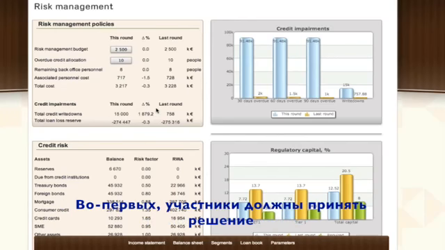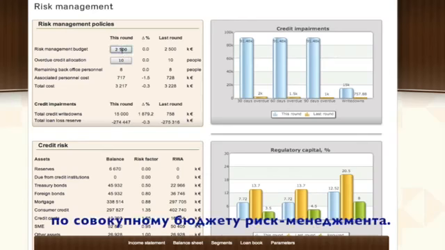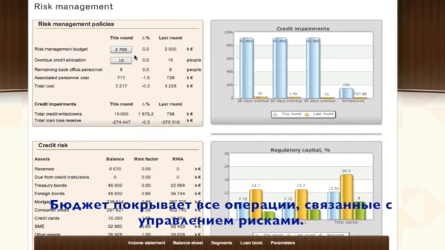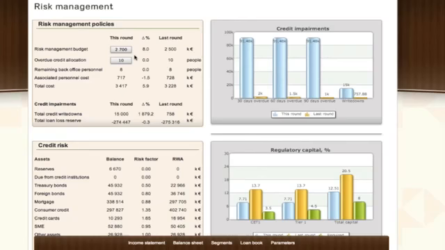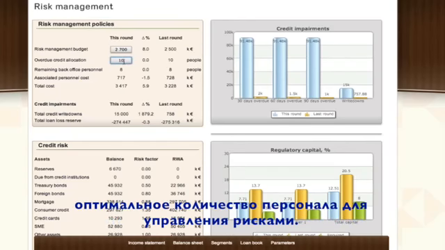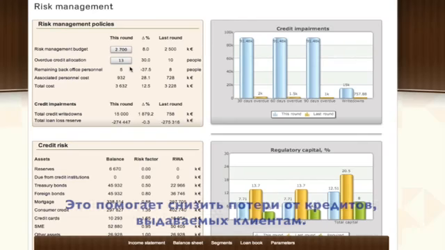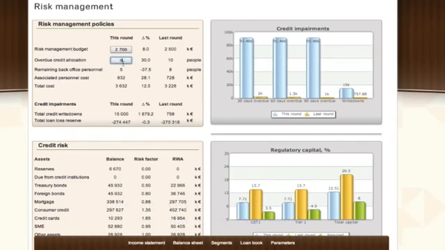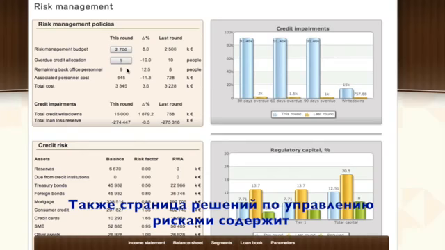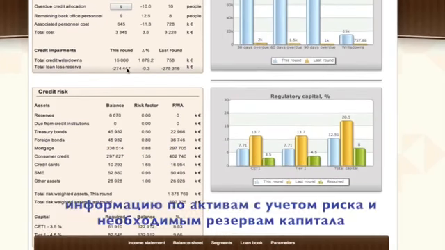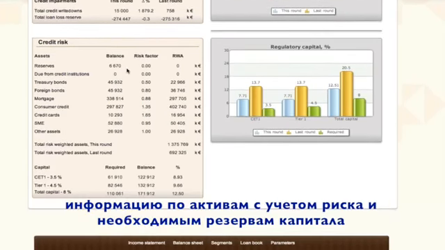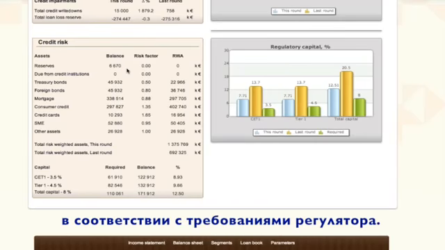Firstly, the participants need to decide the overall risk management budget. It is used to cover all risk management-related activities. Secondly, an adequate amount of people should be allocated to handle overdue credit management. Ample resources here reduce losses from non-performing customer loans. In addition, the risk management page includes a breakdown of the bank's risk-weighted assets position and the required amounts of capital according to international regulatory standards.